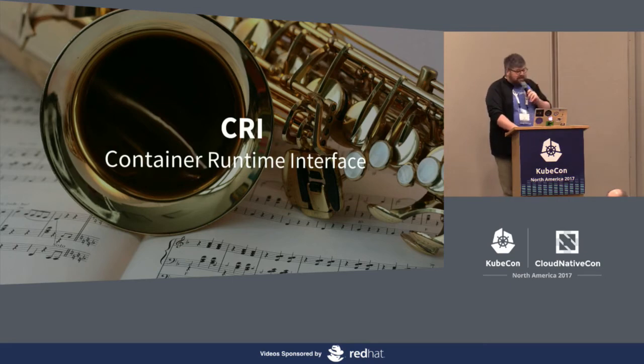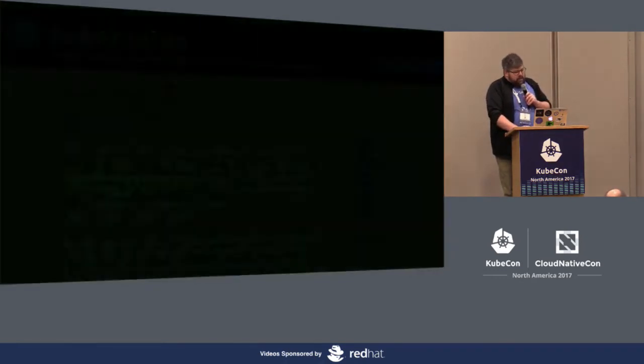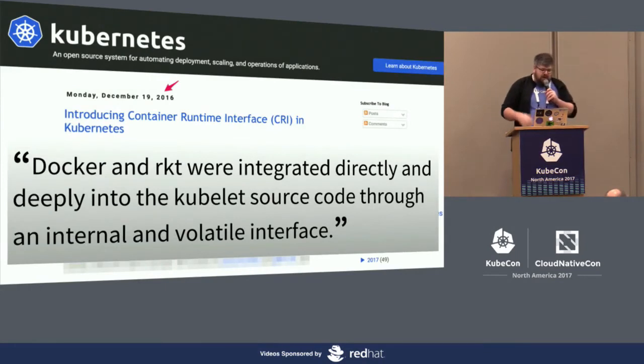Yeah, so CRI was talked about in depth late last year, late 2016. And the motivation behind it really came from the fact that multiple container standards were emerging. So there was Docker and Rocket, and when we went to add Rocket to Kubernetes, it required a lot of modification to the kubelet. The kubelet being the piece of software that runs on the worker nodes in your Kubernetes cluster.